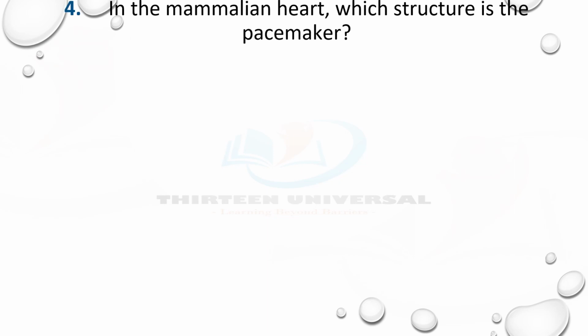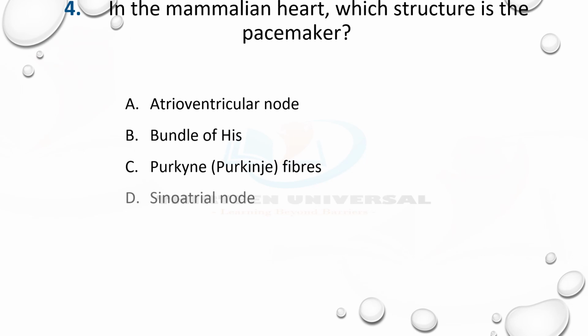All right, it says, in the mammalian heart, which structure is a pacemaker? That is the leader, because there's no other pacemaker than the sinoatrial node. The atrioventricular node is the one that delays impulse and then passes it on to Purkinje tissue. Bundle of His is also part of Purkinje tissue that carries impulse up the ventricular wall. Okay, all right.